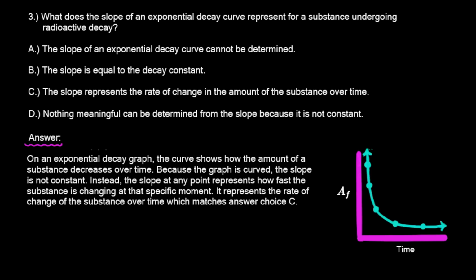An exponential decay graph is not a straight line. It's curved, which means that the slope is not constant. The graph starts with a steep slope, showing rapid early decay, and then gradually levels out into a flatter slope as the decay slows down. This changing slope represents the rate of change of the substance over time, and this is exactly what answer choice C says. Answer choices A and D are not correct.